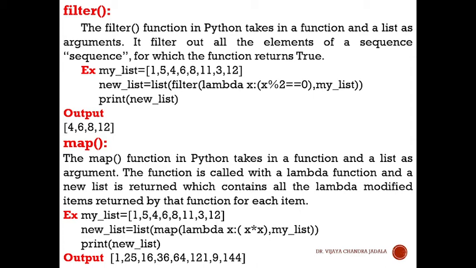Then comes the output, that is 1. 1 square equal to 1, 5 square equal to 25, 4 square equal to 16, 6 square equal to 36, 8 square equal to 64, 11 square equal to 121, 3 square equal to 9, 12 square equal to 144. So here we are mapping the new list with the squares of my list.